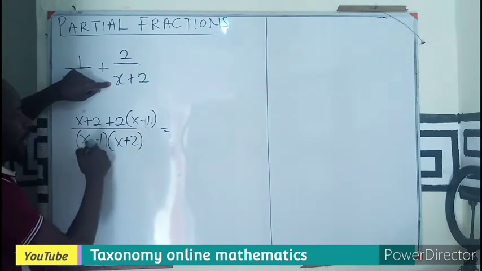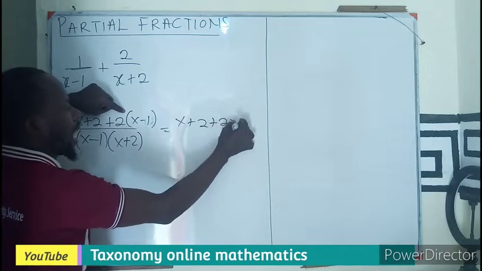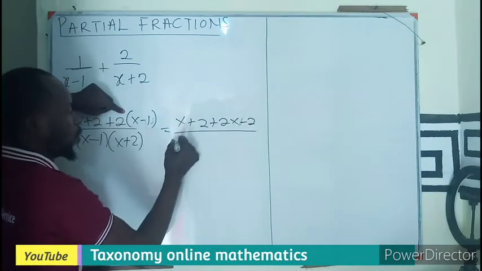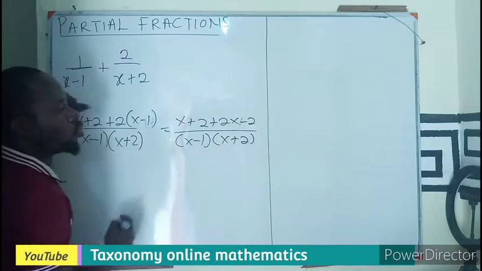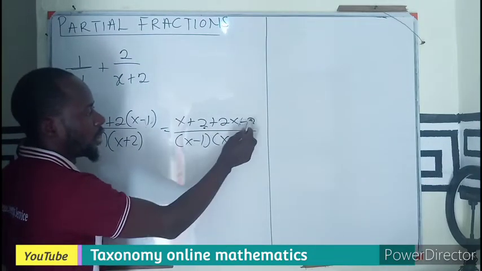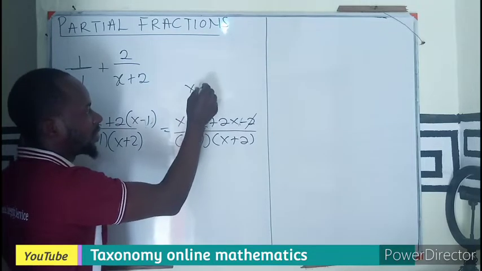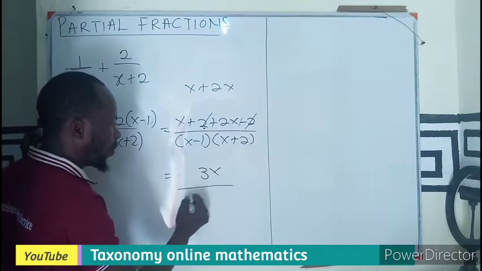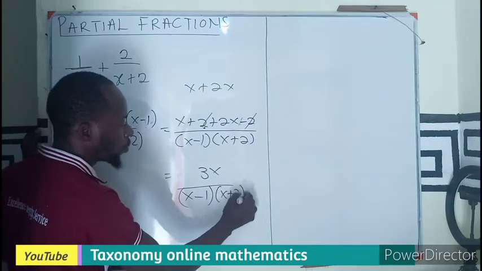But we can open this to have x + 2 + 2x minus 2, all over (x - 1)(x + 2). I can see that this is positive 2, negative 2, so it will cancel. What will I be having? I'll be having x + 2x, and that will give us 3x over (x - 1)(x + 2).